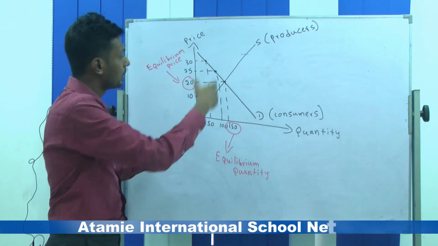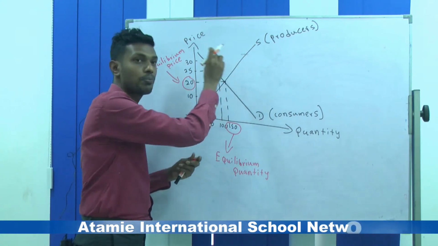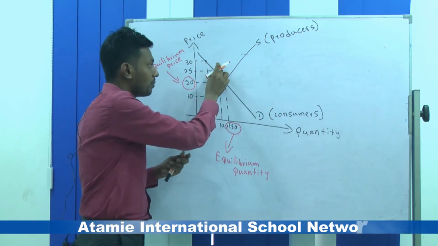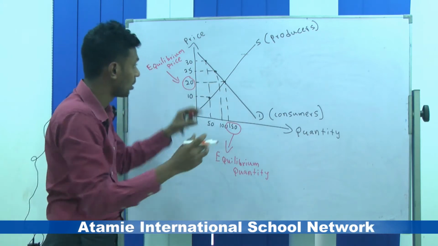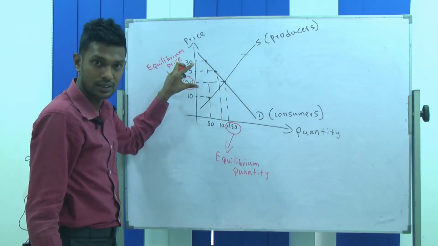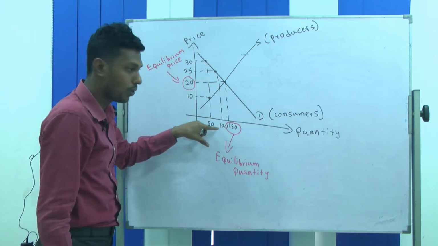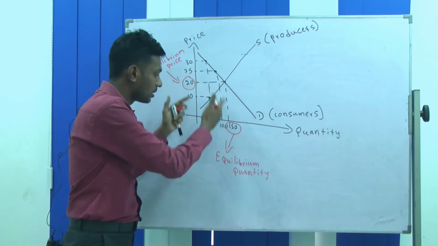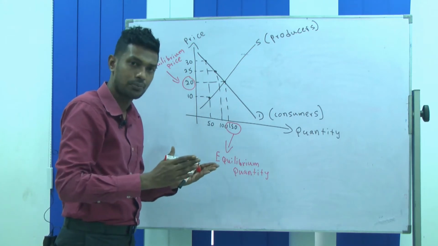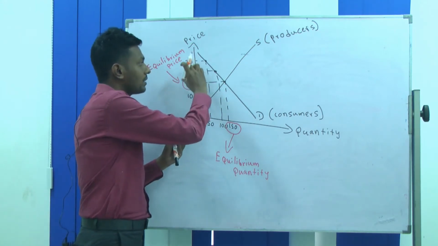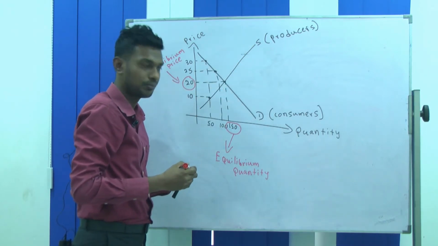So above the equilibrium price, suppliers are motivated to supply more and consumers are demotivated. They will reduce their demand. That's the law of demand. When the price increases, the quantity demanded reduces. When the price reduces, the quantity demanded increases. Law of demand. Law of supply, a proportionate relationship. When the price increases, the supply increases, right?